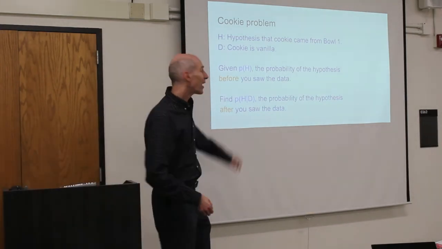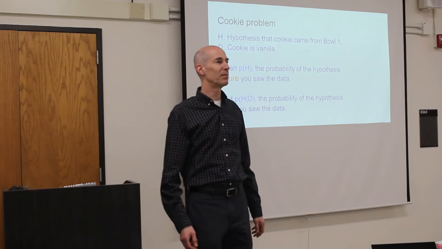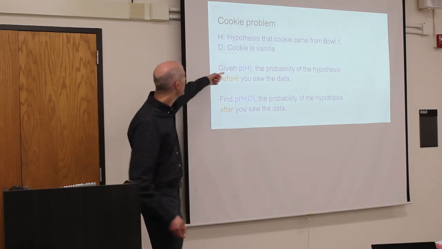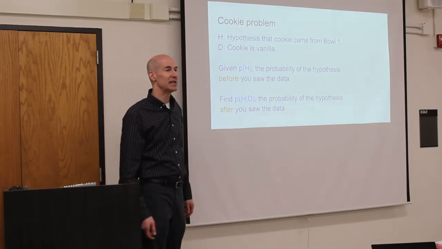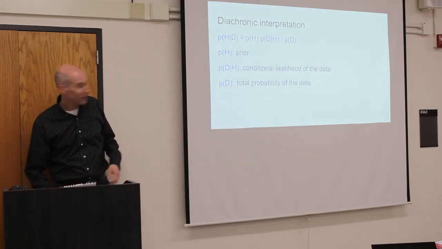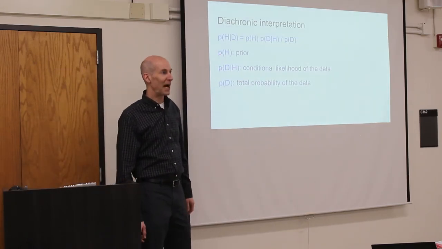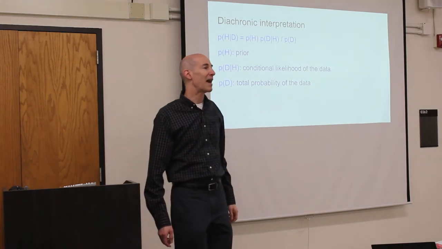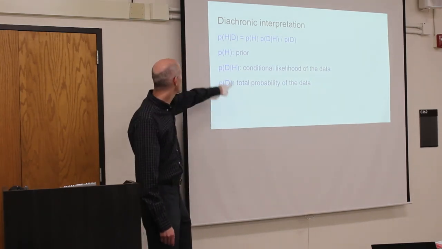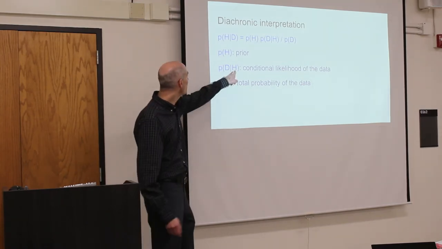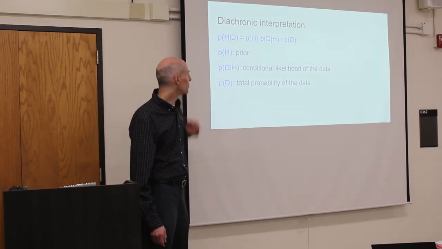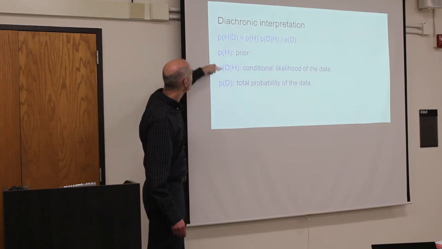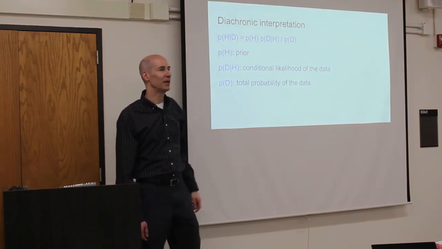So here's the framework. We're going to define the hypothesis, which is that the cookie came from bowl one. We're going to take as the data that we got a vanilla cookie. And we're going to figure out how to get from P of H to P of H given D. In our vocabulary, that's going from the prior, what you believed prior to the data, to the posterior, what you believed after you saw the data. These other terms also have names. This is the conditional likelihood of the data, given that your hypothesis is true. And this is the total probability of the data under any hypothesis at all. So if we can figure out these three pieces, then we can figure out the posterior probability.